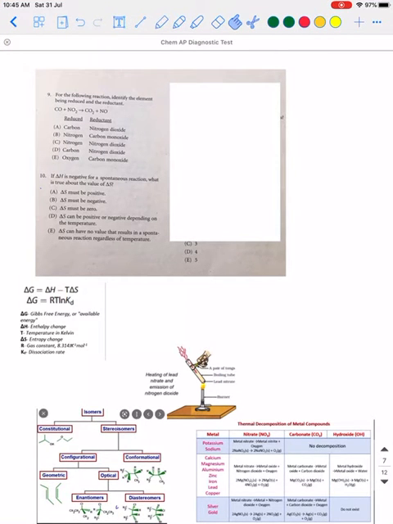Hello again. I'm going to continue in this video with part 2 of the AP Chem diagnostic test, selected multiple choice questions. Let us start with number 9. For the following reaction, identify the element being reduced and the reductant.